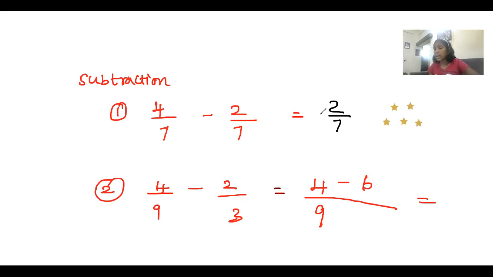Ma'am, I haven't learned negative numbers yet. Okay, I'll teach you that. Don't worry. So 4 minus 6 is minus 2 upon 9. I'll tell you how.